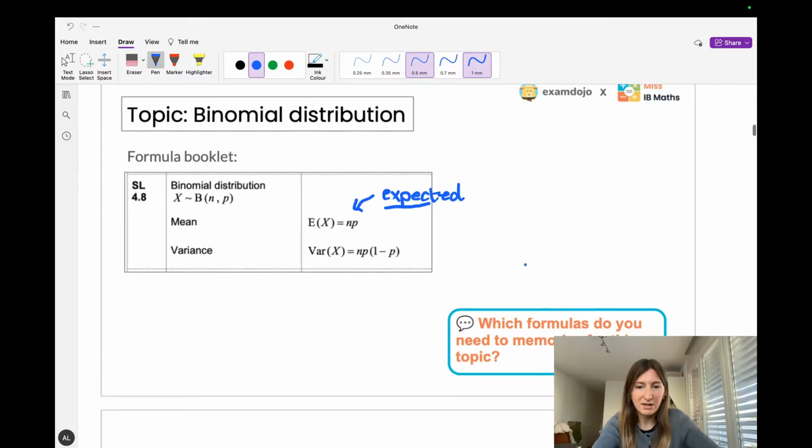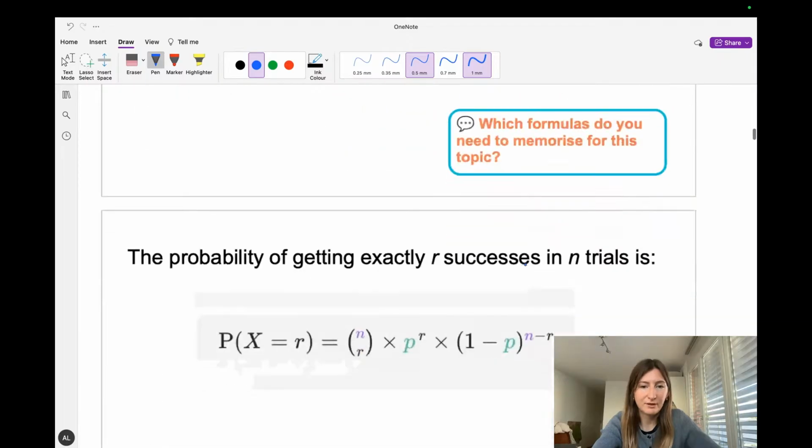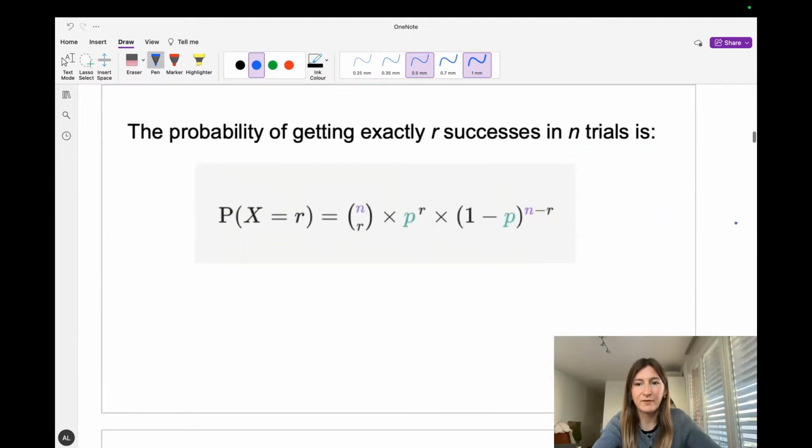All right, so the formula that you need to know is this one over here, the binomial distribution formula for probability. So the probability of getting exactly r successes in n trials. So this is what your calculator is doing when you click on binomial PDF or binomial CDF. It's doing this formula and finding that out for you.